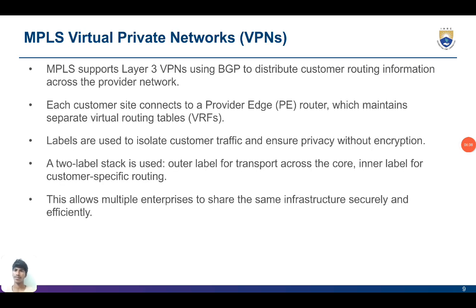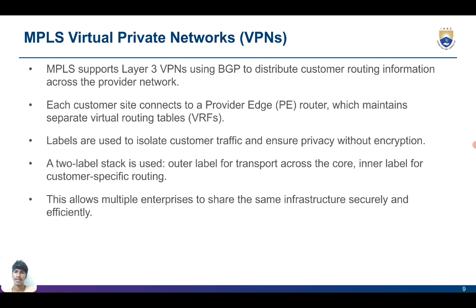Next, MPLS Virtual Private Networks, VPNs. MPLS supports Layer 3 VPNs using BGP to distribute customer routing information across the provider network. Each customer site connects to a provider edge, PE, router, which maintains separate virtual routing tables, VRFs. Labels are used to isolate customer traffic and ensure privacy without encryption.